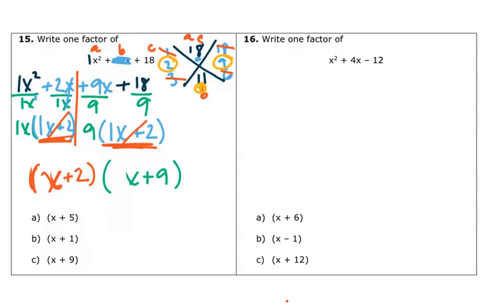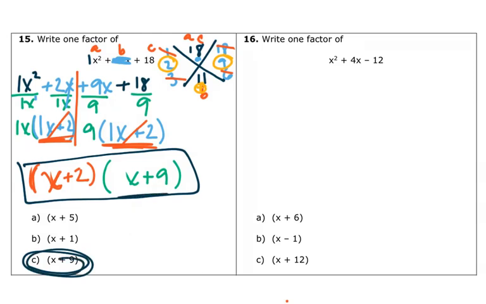Which answer choice has one of these factors in it? Correct answer is that C has one of these factors. It says which one is one factor? Which one of these is one factor? C. We factored it, and we got that C has the factor.